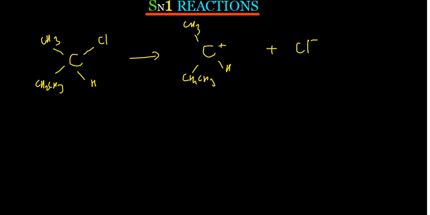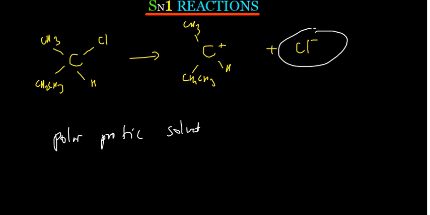So for this reaction to work well, this reaction is favored in a polar protic solvent. So Sn1 reactions are more favored in a polar protic solvent, because the polar protic solvent is going to be able to stabilize the ionic intermediate. So these two are the intermediates we're talking about. These two ions are going to be stabilized in what we call solvation.